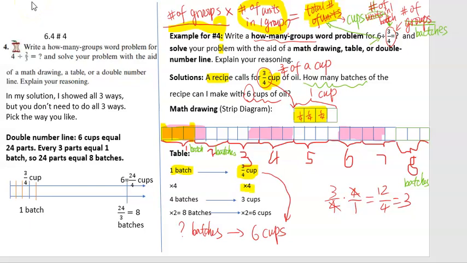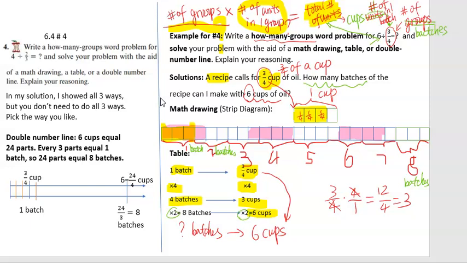Whatever operation we do to the cups, we have to do the same thing for the batches, because if you double the number of cups, you're going to double the batches of cookies you can make. If you triple or quadruple it, you have to triple or quadruple the batches. So if 3 cups can make 4 batches, and now I have 6 cups, from 3 to 6 we multiply by 2, so we also multiply by 2. If we double 3 we get 6, which means we double 4 and get 8. So 6 cups can make 8 batches. Okay, so that's the table method.